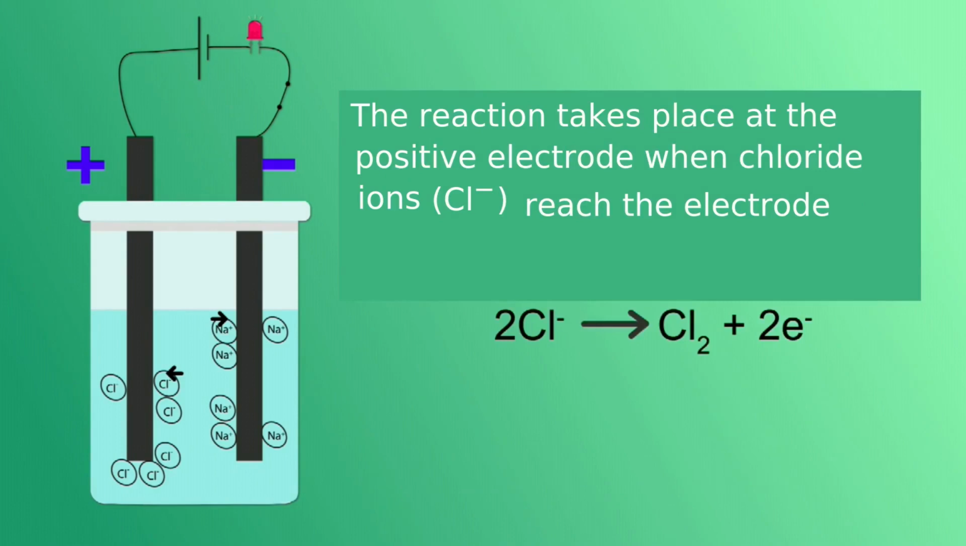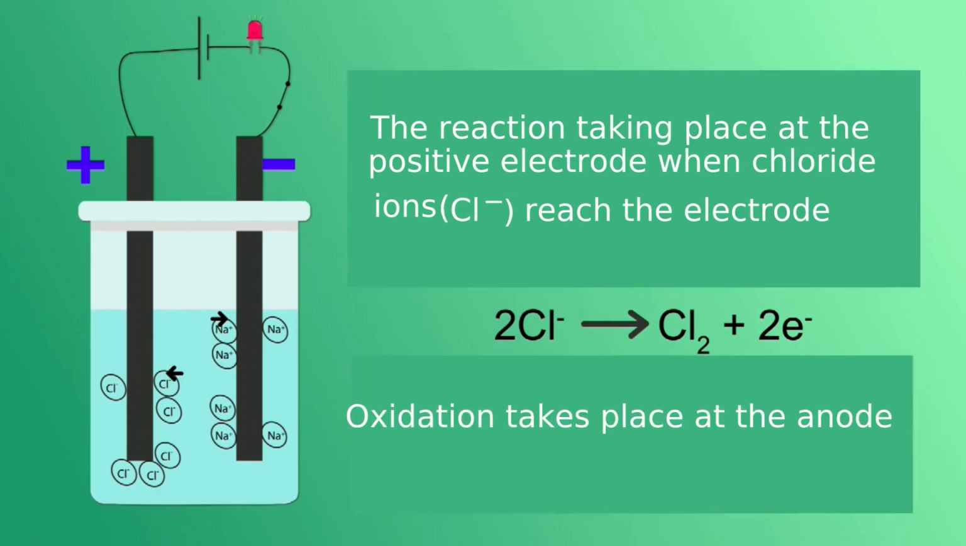The reaction taking place at the positive electrode when chloride ions reach the electrode is 2Cl- gives Cl2 + 2 electrons. Oxidation takes place at the anode. Now it is clear why the positive electrode is known as the anode.